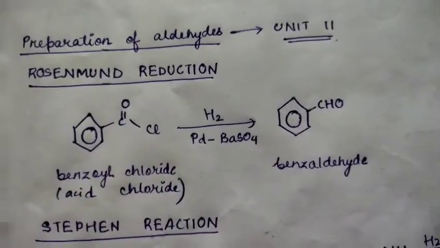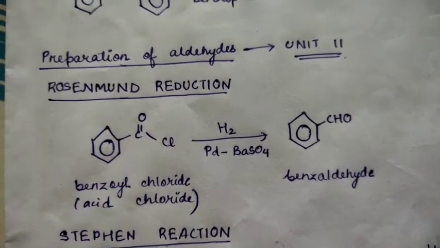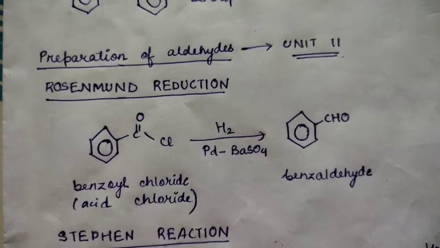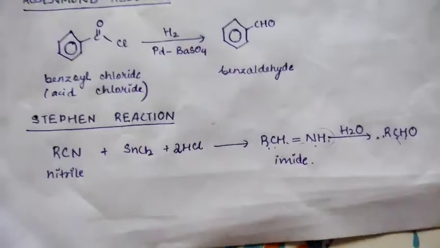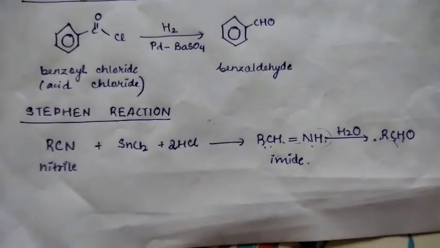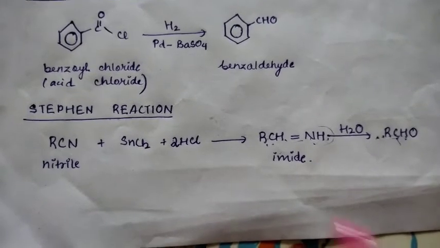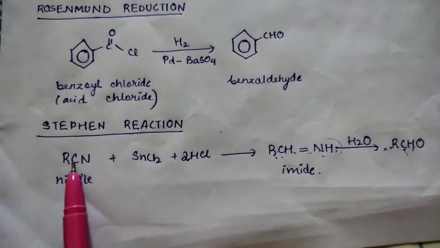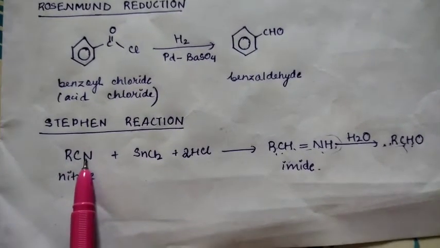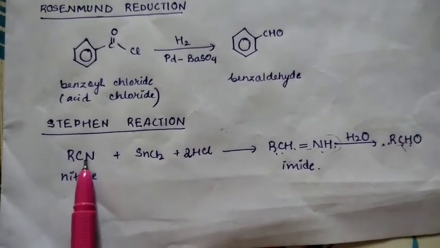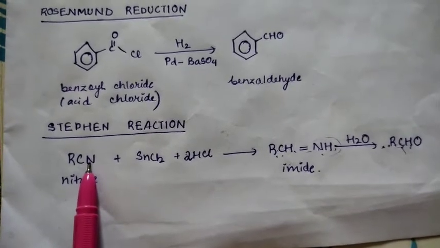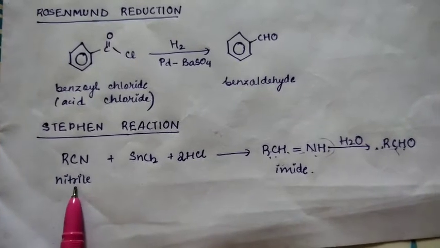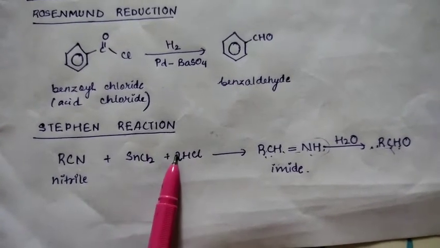This is the first preparation, and you have to remember the names of these name reactions, because they usually come in the examinations. The next reaction is the Stephen reaction, and here we are going to take a nitrile. So the carbon is attached with nitrogen by a triple bond, C triple bond N. The one bond left is bonded with the alkyl group, and this nitrile is treated with tin chloride and hydrochloric acid.